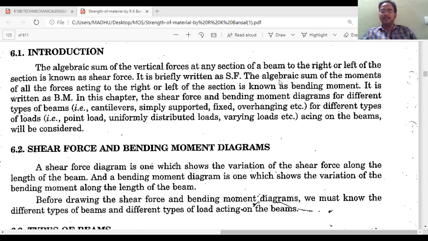Now, coming to bending moment. Moment is force into the perpendicular distance. Take any force, the magnitude of that force into the perpendicular distance, and the direction will be either clockwise or anti-clockwise. You should take the direction by rotating along the direction of the force towards the moment center.